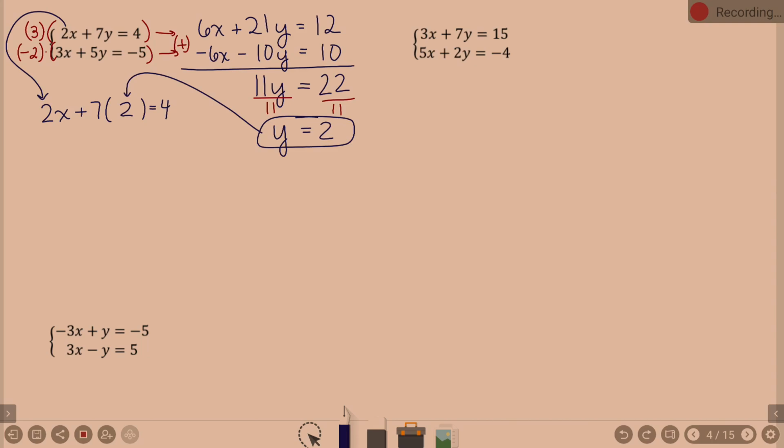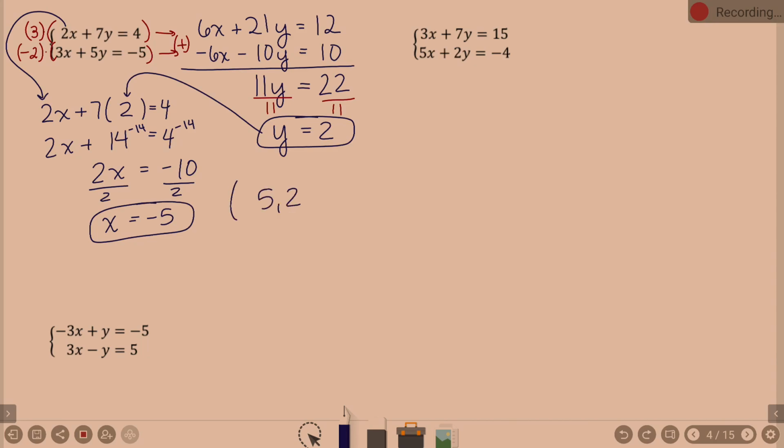Okay, what happened here? 2x plus 14 equals 4. If it's 2x plus 14, you're going to subtract 14. 2x equals negative 10, because 4 minus 14. And now I'm going to divide by 2, and x is negative 5. Final answer, ordered pair, xy combo, negative 5, 2.